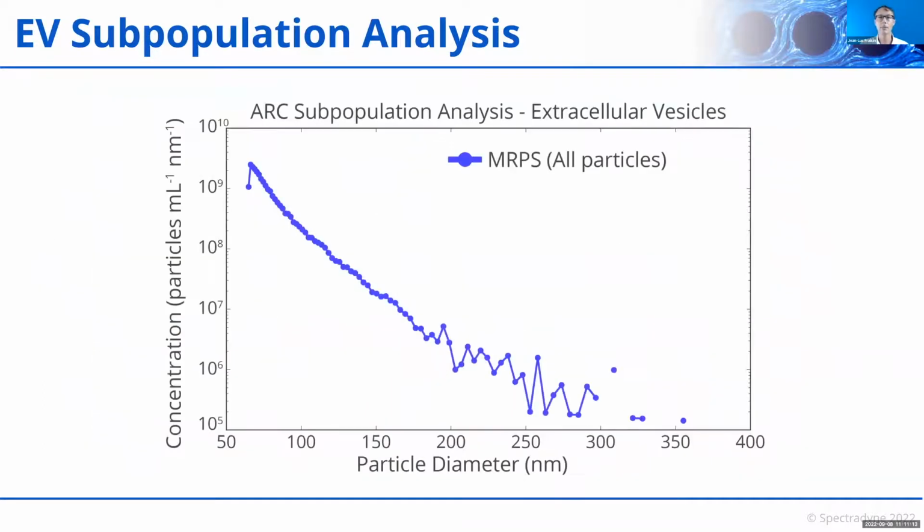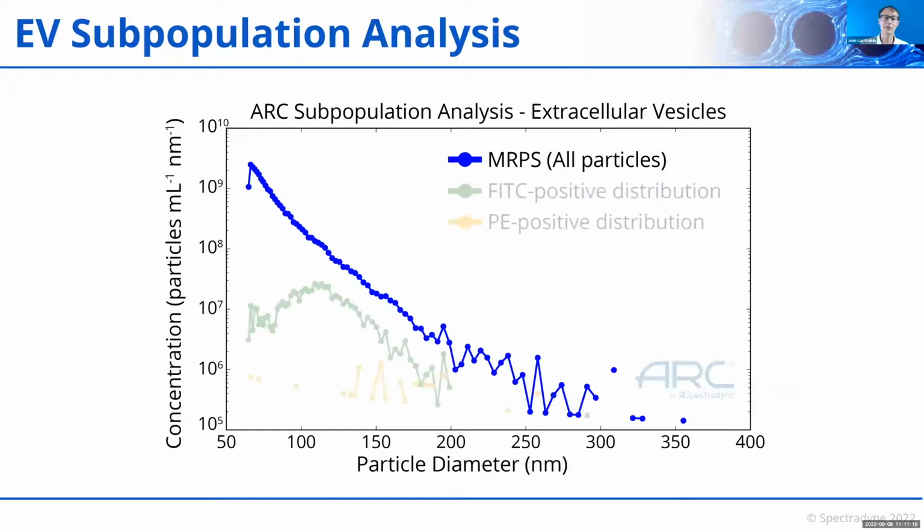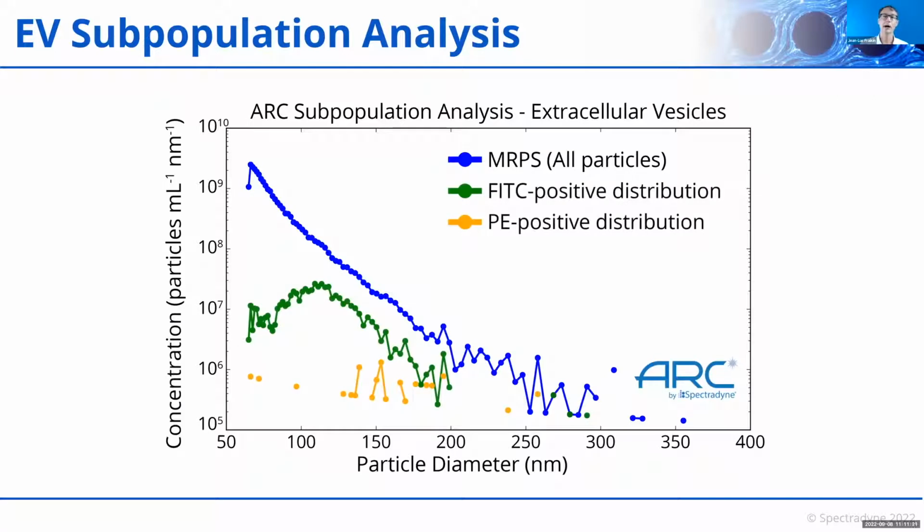So now when we come back to this distribution, we've measured all the particles, and we can also call out specific subpopulations that are FITC positive or PE positive. In this particular sample, there's a clear fluorescence population shown in green that are FITC positive fluorescent EVs as a subpopulation of this much higher background of non-fluorescent particles, and almost no PE positive particles in this sample.